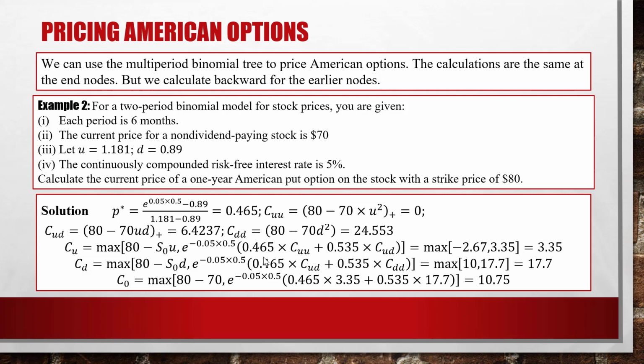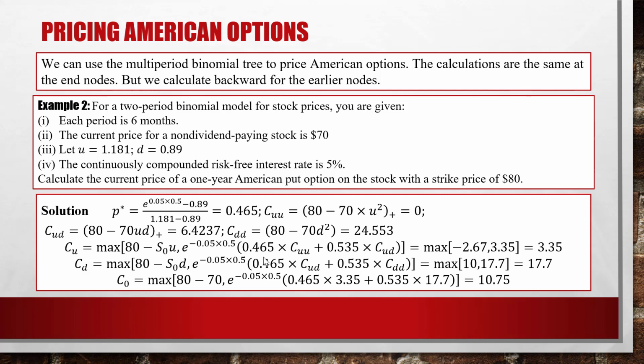For the middle nodes, for American option, we cannot jump from the end nodes to the initial time. We have to calculate the middle nodes. Here CU is calculated a little bit differently compared to that in European option. CU is the maximum between 80 minus S naught U and e to the minus 0.05 times 0.5 times (0.465 times CUU plus 0.535 times CUD), which is the maximum between -2.67 and 3.35, which is 3.35.